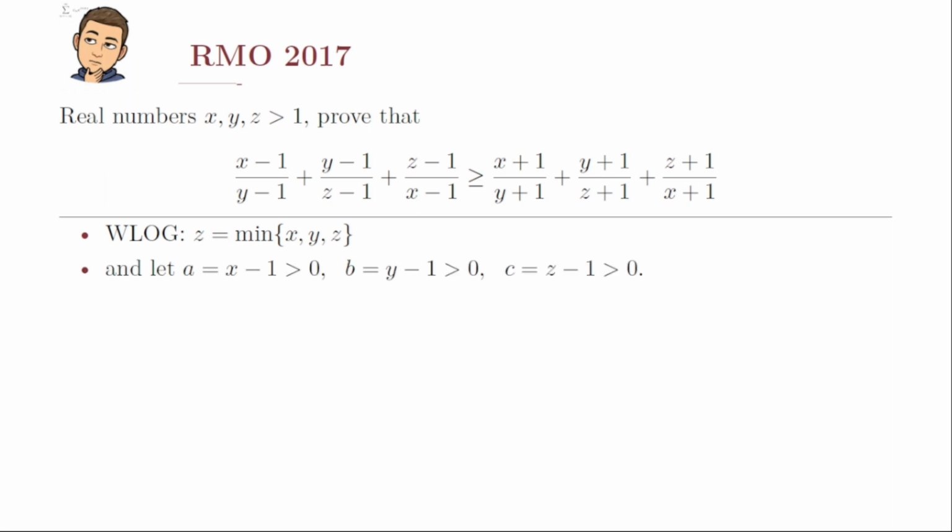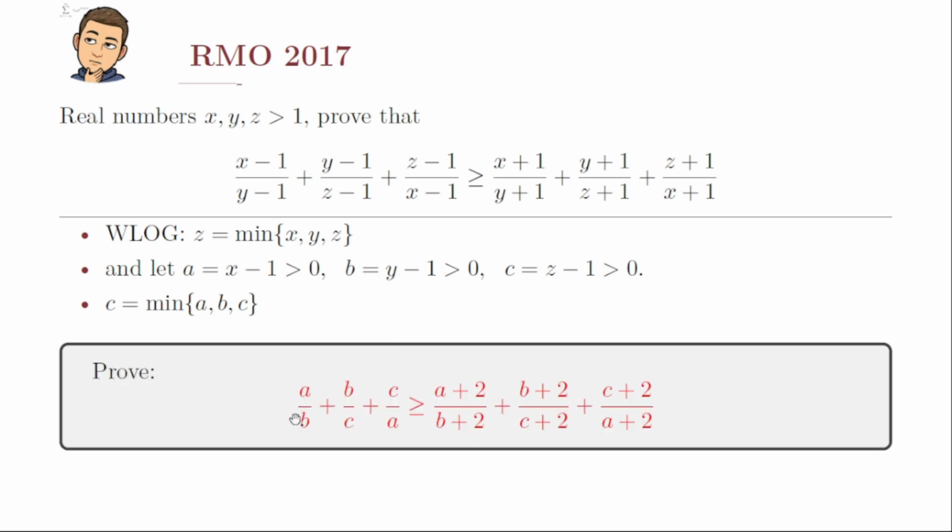And we use substitution now. Let a be x minus 1, and x minus 1 will be positive, of course. And then b is y minus 1, and c is z minus 1. And since z is the minimum of x, y, z, c is also the minimum of a, b, c. So the inequality in terms of a, b, c is this. You can see here, it is quite clear now that the difference is 2, right? A and a plus 2, b and b plus 2, c and c plus 2. The difference is 2, and this will help us solve the problem.